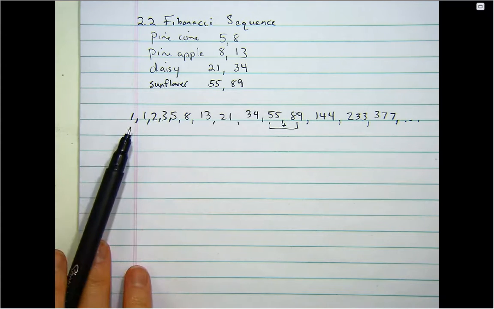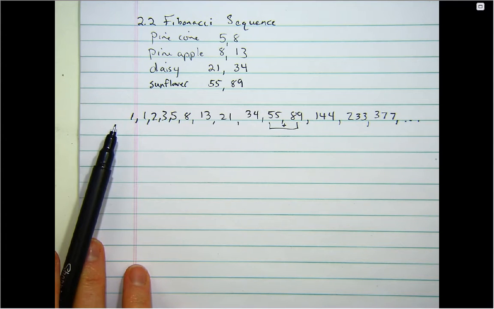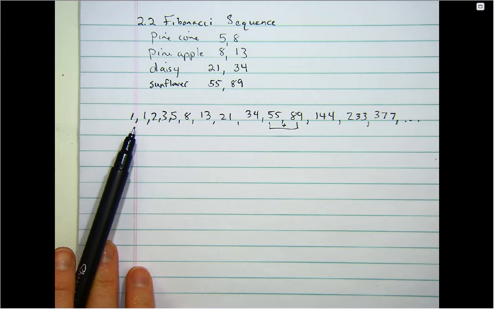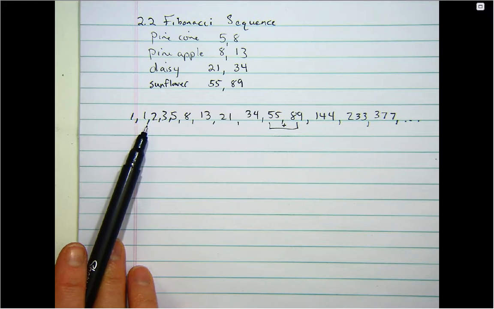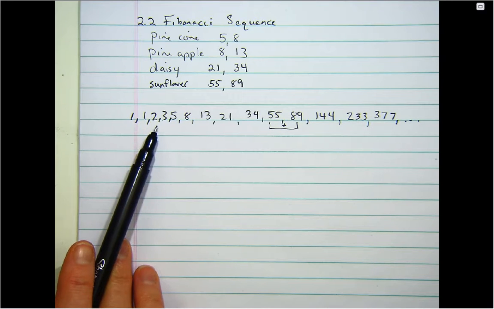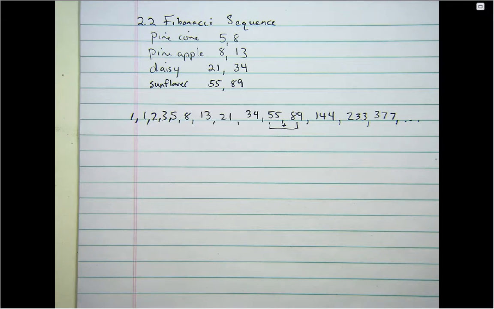Fibonacci got these numbers from rabbits. So you have one pair of rabbits, and then they're old enough to have babies, so the next month they have babies. And then you have 3 pair of bunnies, and some of them are old enough to have babies, and they do. You can follow that through on one of your homework assignments. So that's how Fibonacci came up with these numbers, and we find they appear in a number of places.